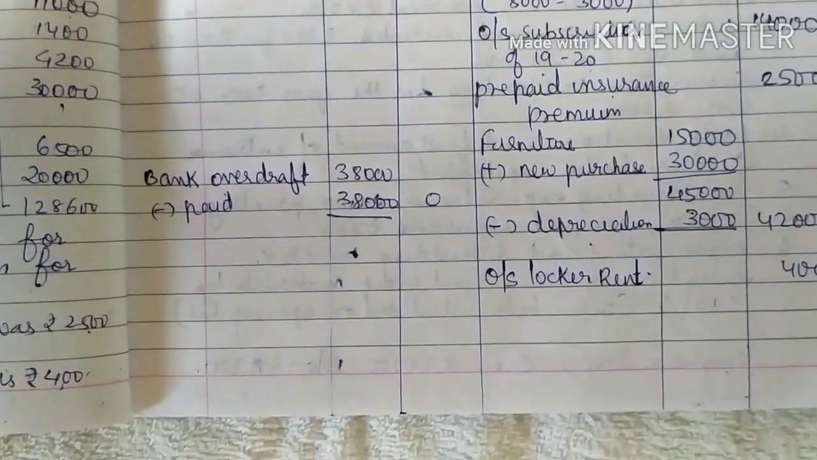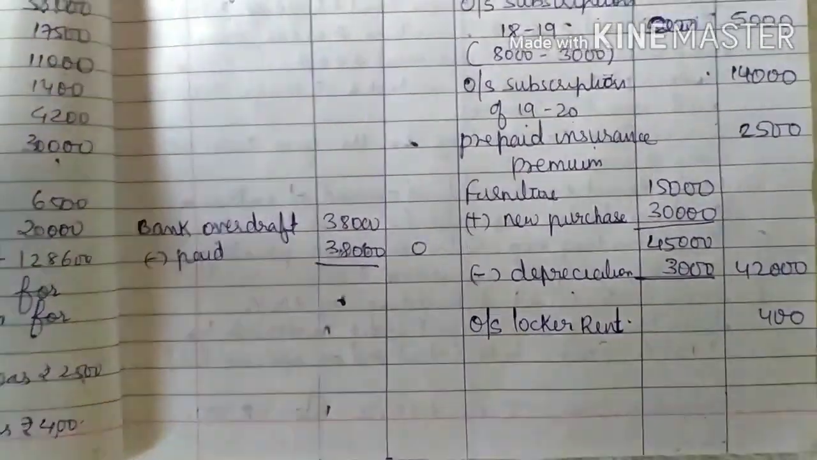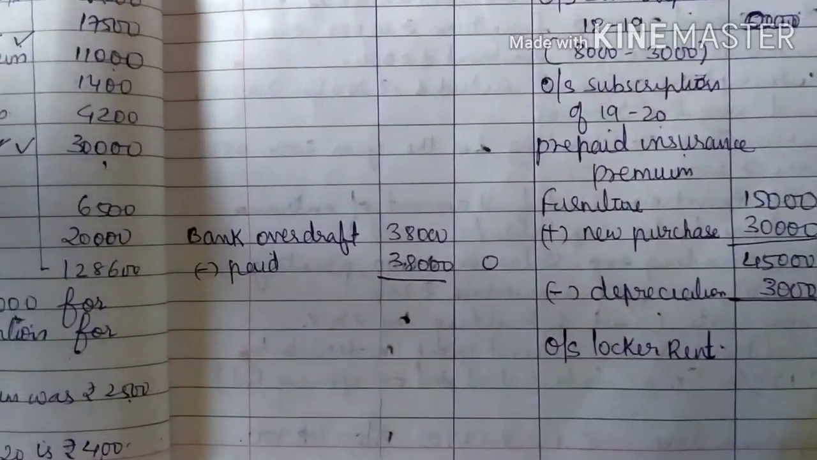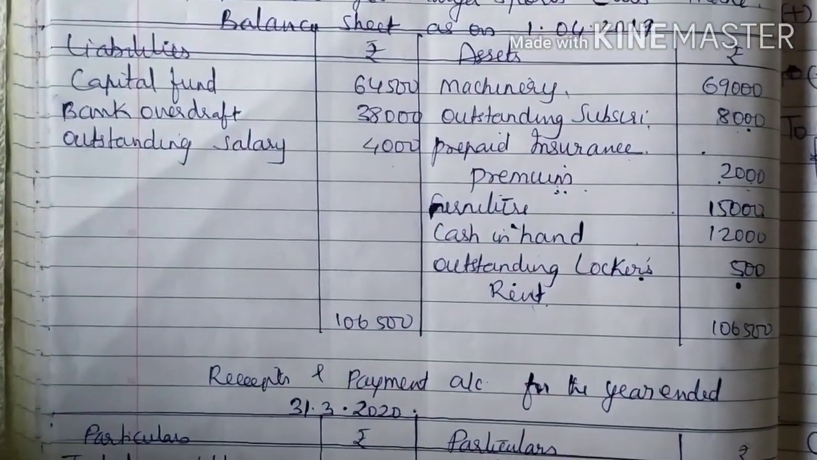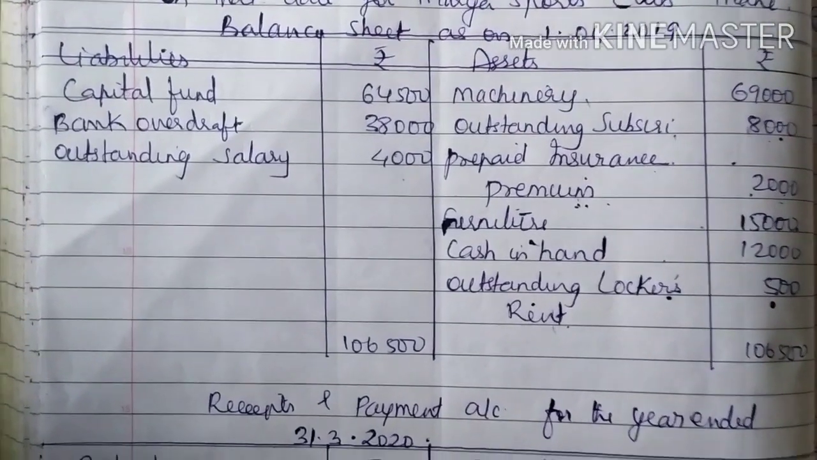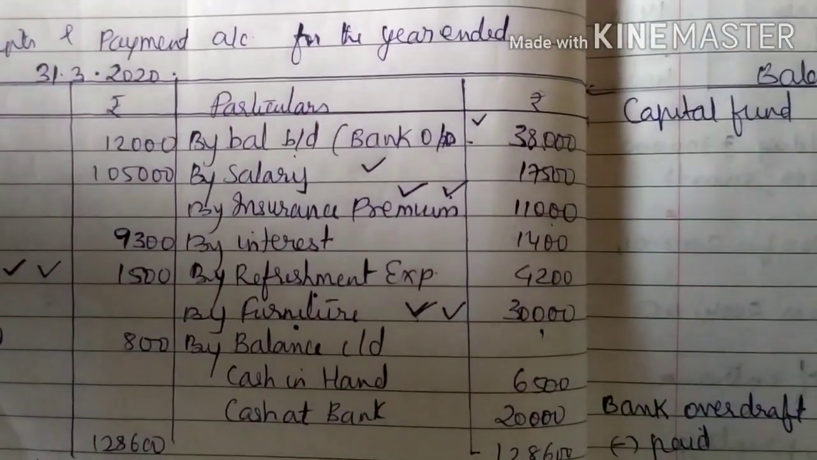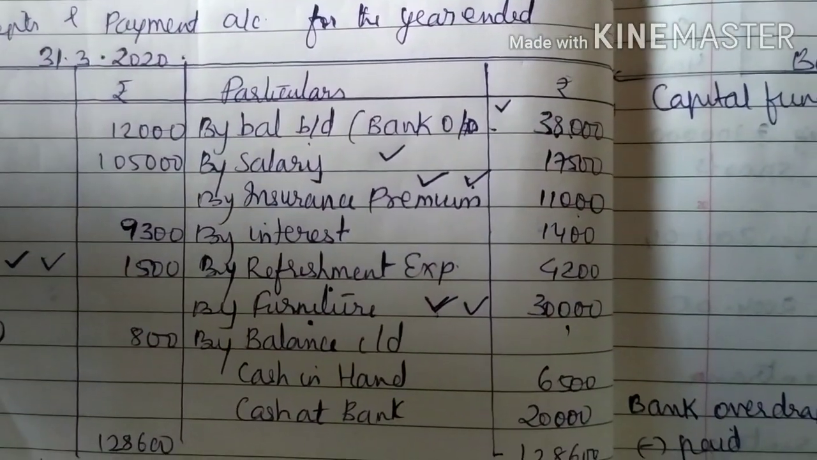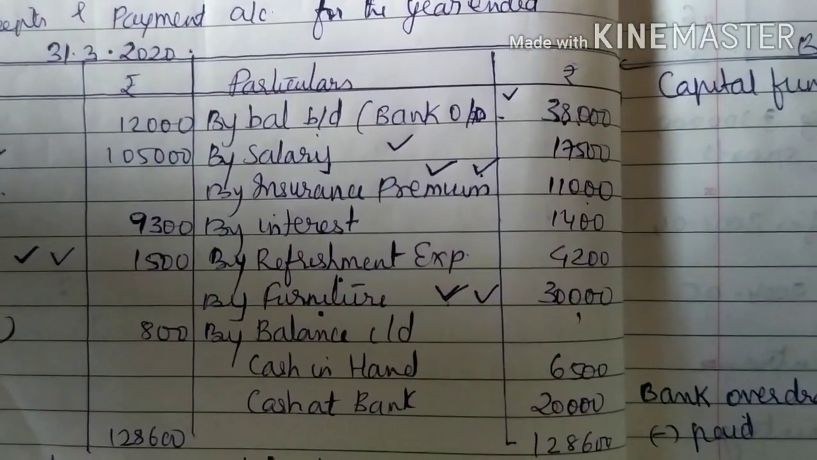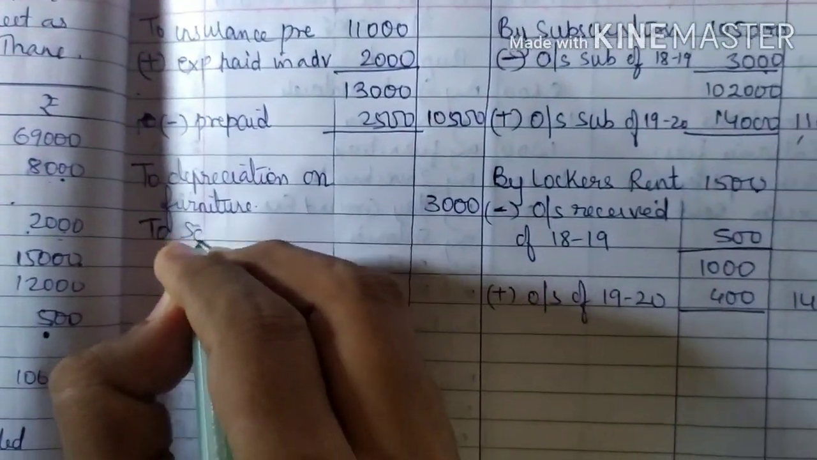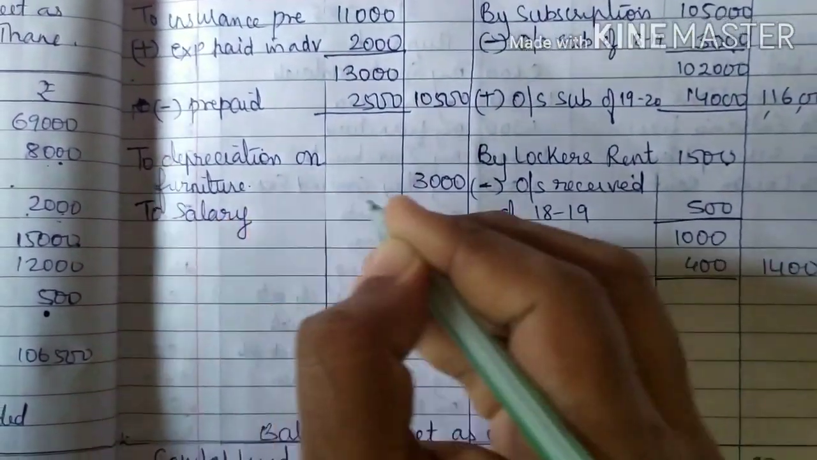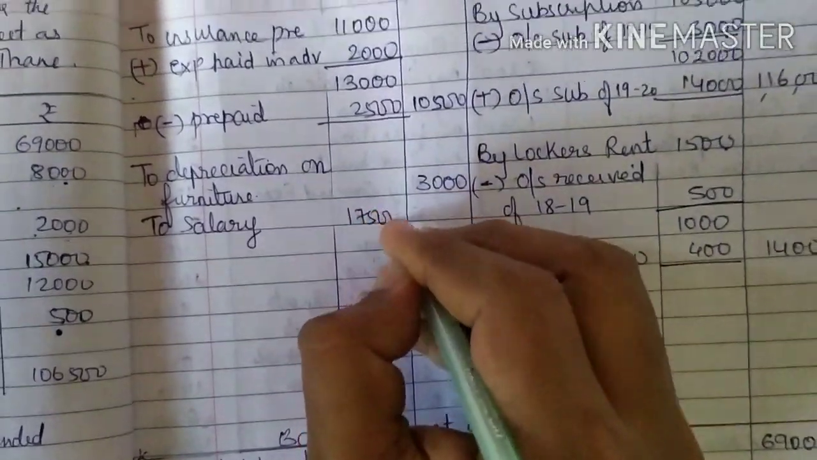38,000 minus paid amount 38,000, outer column will be nil. Then you have outstanding salary. Outstanding salary is rupees 4,000. So your salary amount, you can see your salary, which is 17,500. Salary 17,500 is an expense. So we write here to salary, which is 17,500.